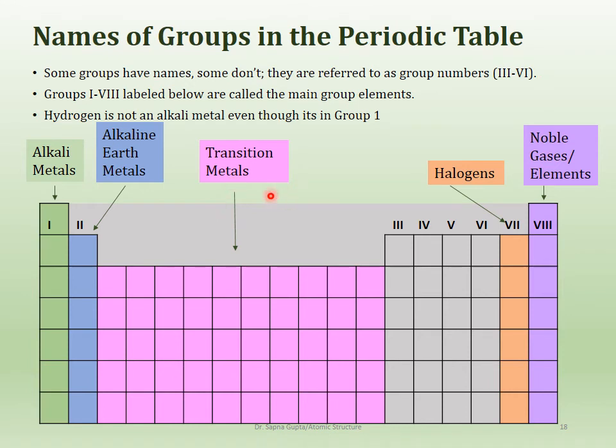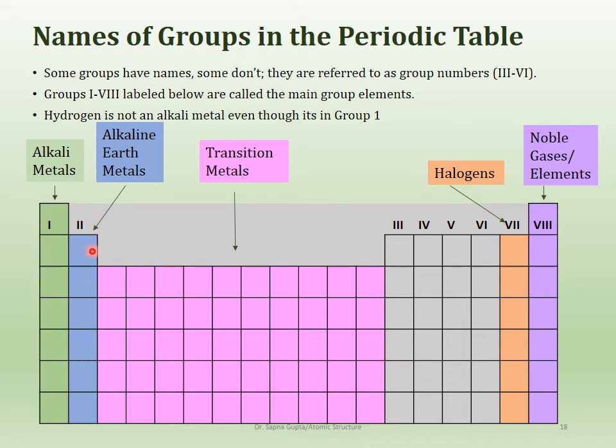Here are the group names that you must know as we go on, because we refer to our groups with particular names. And so I've labeled here for you the first group, which is called the alkali metals. Now remember, hydrogen does not fall into that. Hydrogen is not an alkali metal because it is technically a non-metal.